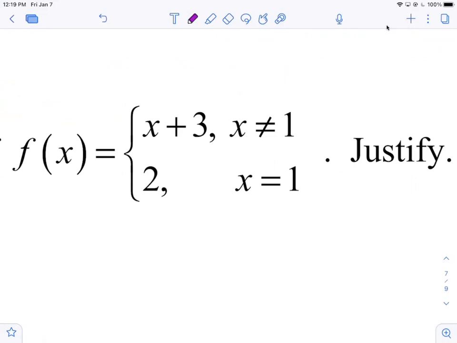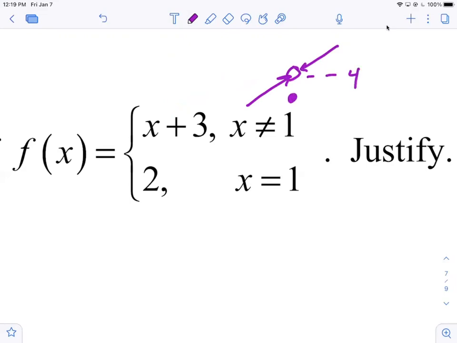The limit from the left and right of 1, you can use direct substitution, is 4. And the function value at 1 is 2. Does 4 equal 2? No. So what type of discontinuity have we? Is that a jump? It's a hole, right? Because the limit from the left and the right is going to be 4, but the function value is 2.